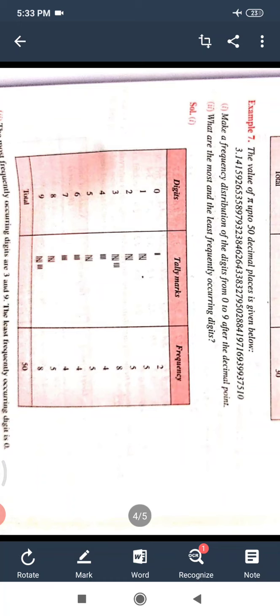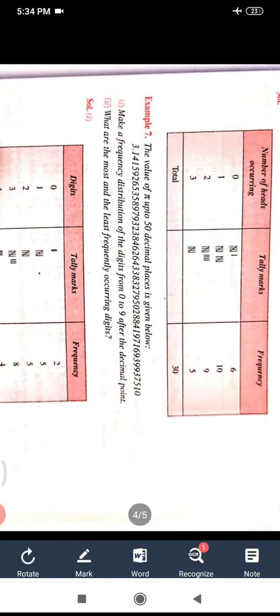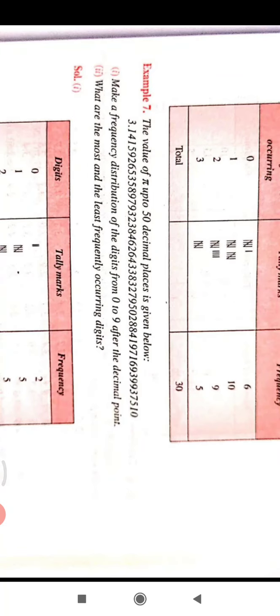5. How many times 5? 1, 2, 3, 4 and 5. 5 times 5. So make frequency 5 and write down 5. Then 6 is 3 times. 7 is 4 times. 8 is 5 times. And 9 is 8 times.